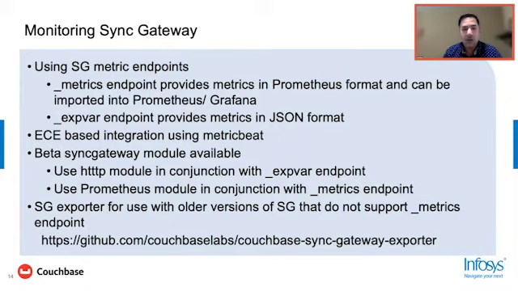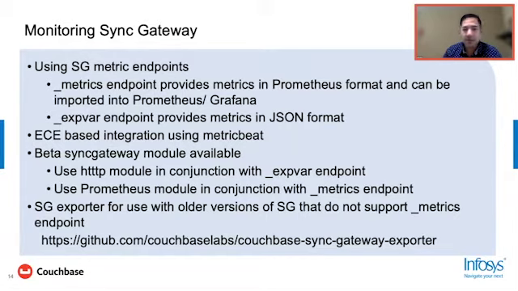And then there is the older way of doing this, right? Which is still available on the newer versions of Sync Gateway, which is the _expvar endpoint, right? You call that endpoint, it gives you metrics in a JSON format. You could directly integrate this endpoint into your monitoring tool of choice and visualize the operational metrics, right? There's also a Sync Gateway exporter provided by Couchbase Labs. You can use that too. It can connect to Sync Gateway, it can supply you metrics, and then you can import them into Grafana or whatever visualization tool you want.